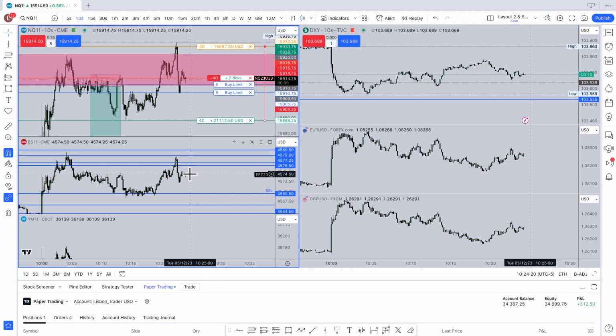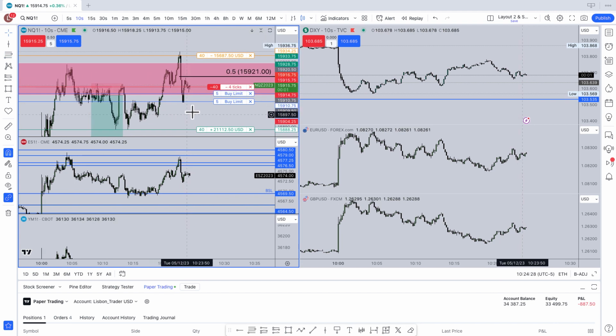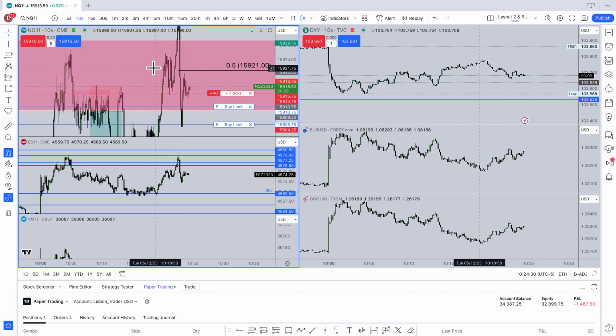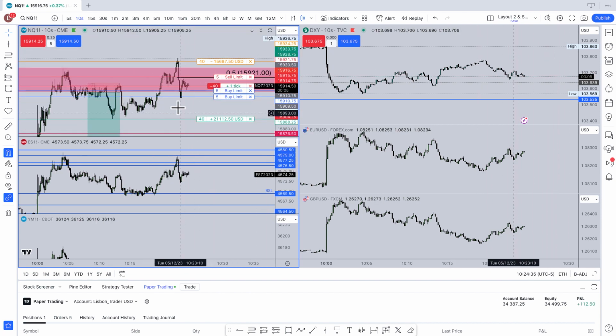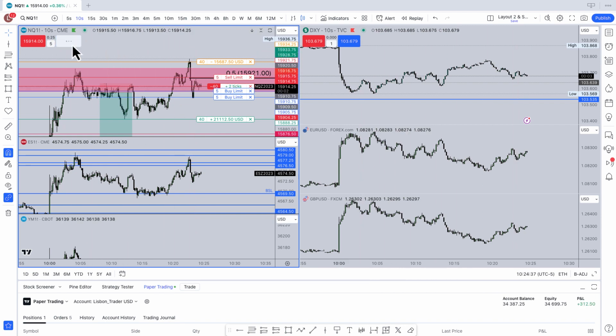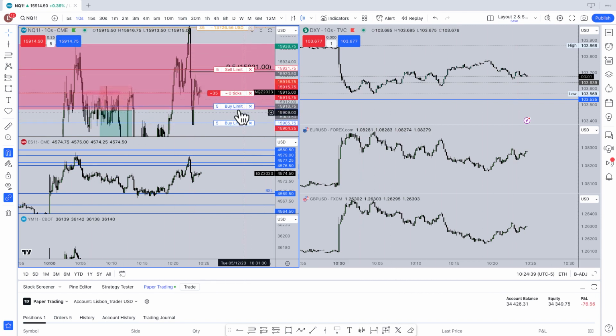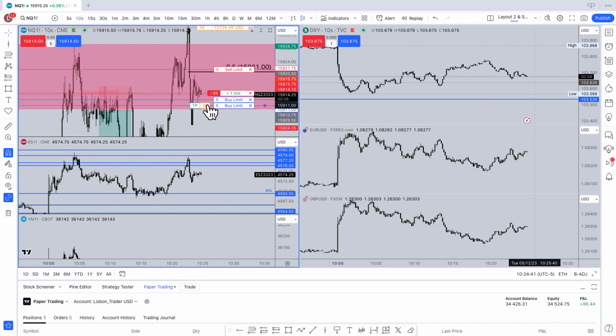So, shift in market structure, it went up. We have our 50%. It's over there. So selling should be above here, not down below as I did it. So let's remove some part of this trade to be able to sell above. Okay.